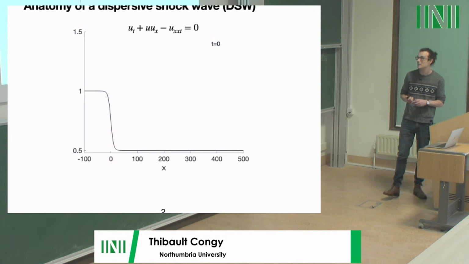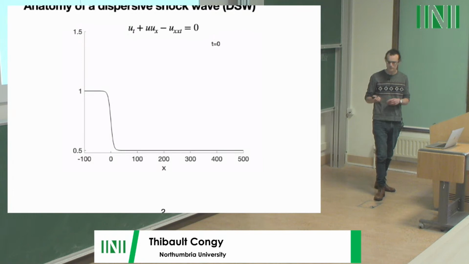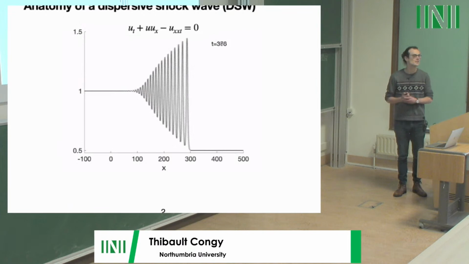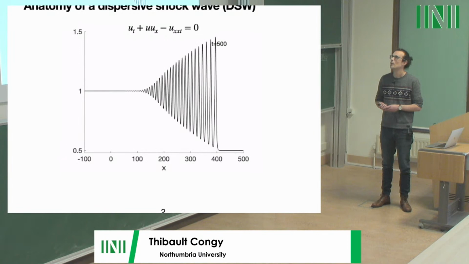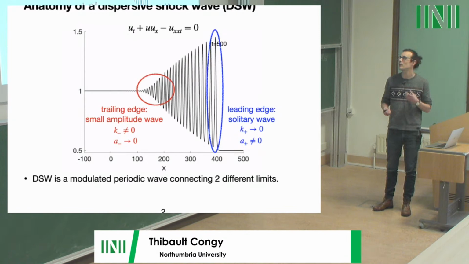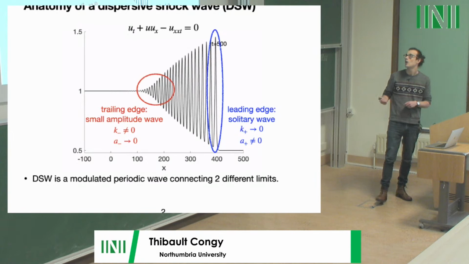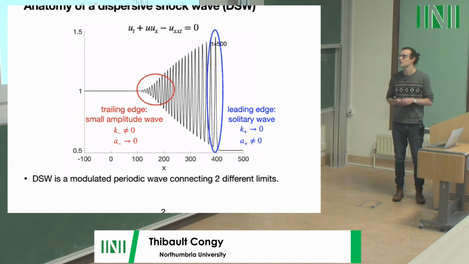And to change a little bit, we have seen a lot of KdV and NLS during the workshop. Here I took the Benjamin-Bona-Mahony equation. It's a video, and you see that this step evolved into this celebrated dispersive shock wave. Just a small summary on the anatomy of the dispersive shock wave. You can see it as a modulated periodic wave that connects two very distinct limits. On the left, you have the so-called solitary wave limit, where your wave has a finite amplitude, but the wave number of the periodic wave is going to zero, or if you want, the wavelength of the periodic wave is going to infinity.